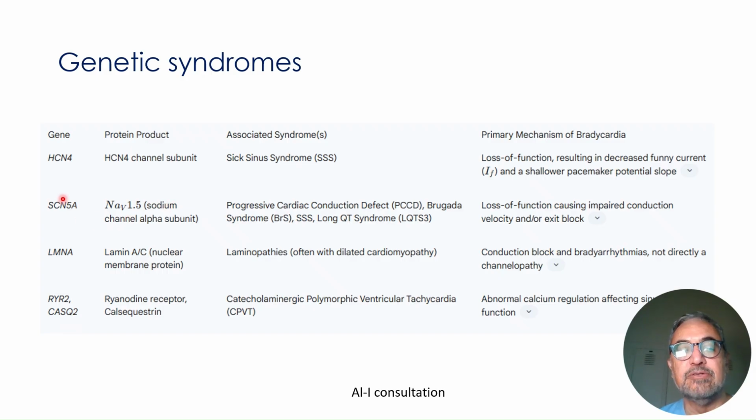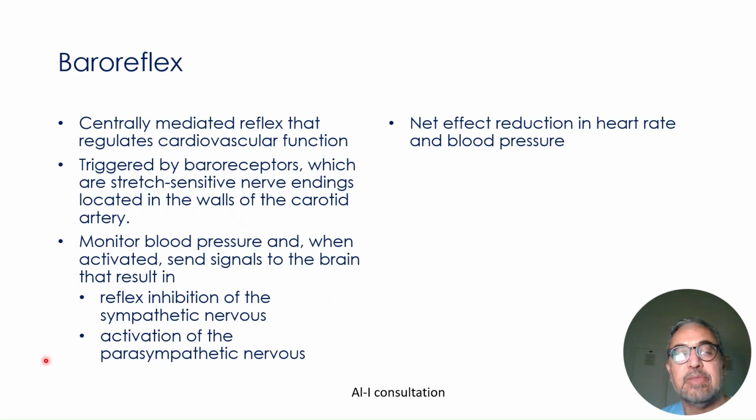There are several genetic syndromes: hypertrophic cardiomyopathy, which may come with long QT syndrome, the SCN5A, progressive cardiac conduction problems, the laminin AC, which affects the nuclear potential in the laminopathies, and these are all the various genetic syndromes associated with conduction problems.